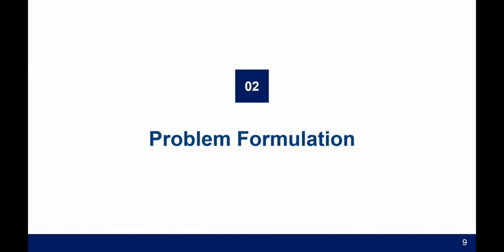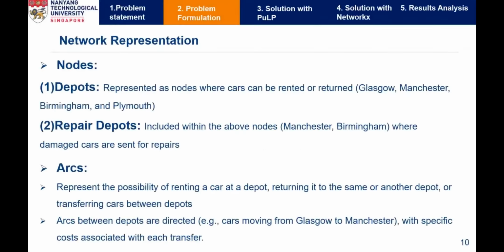Okay, the next is the network representation. It's about the nodes and the arcs. The nodes are about the depots and the repair depots. The depots are represented as nodes where cars can be rented or returned. It's about Glasgow, Manchester, Birmingham, Plymouth. We can see it's the GMBP. The repair depots include, within the above nodes, M and B, where damaged cars can be sent for repairs.